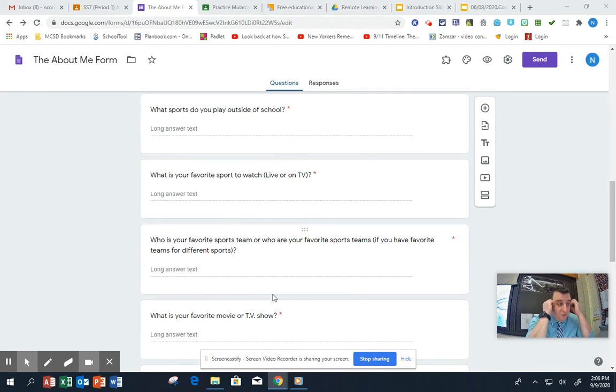Who is your favorite sports team, or who are your favorite sports teams? So if you only have one sports team, you can go ahead and just write that. Make sure you write down the sport that that team goes with. Most of them I do know, but if you are a huge soccer fan, I don't know a whole lot of the soccer teams that exist. So I don't know them as well.